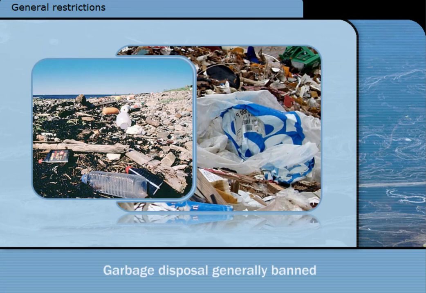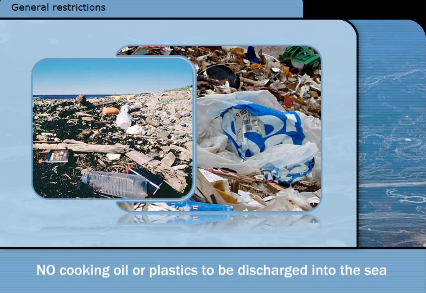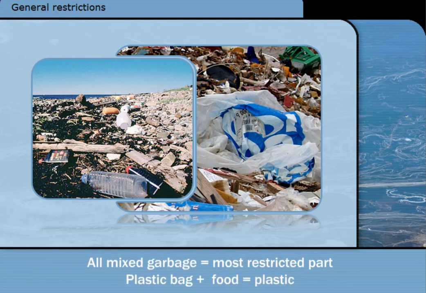Garbage is not to be disposed of into the sea except where allowed by Annex 5. No cooking oil or plastics can be discharged into the sea anywhere. Plastics include synthetic ropes, synthetic fishing nets, plastic garbage bags, and incinerator ash from plastic products which may contain toxic or heavy metal residues.